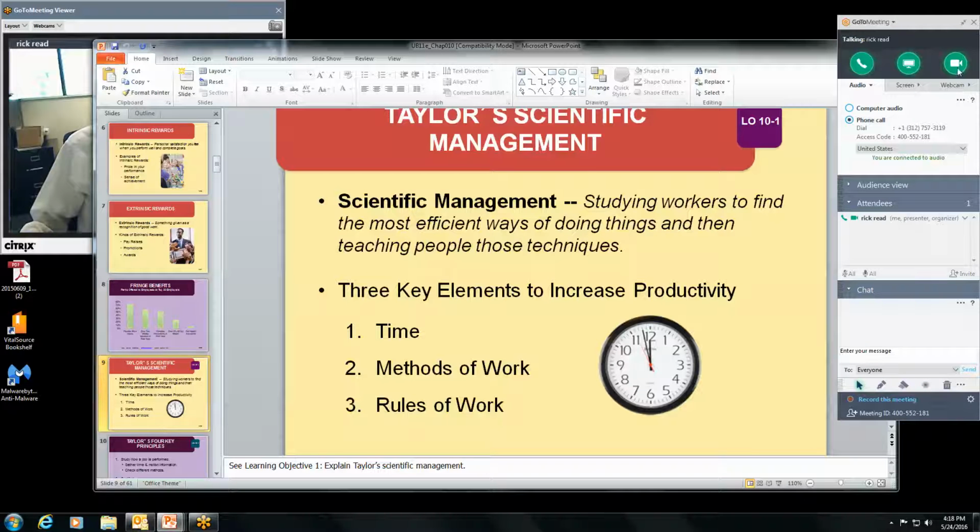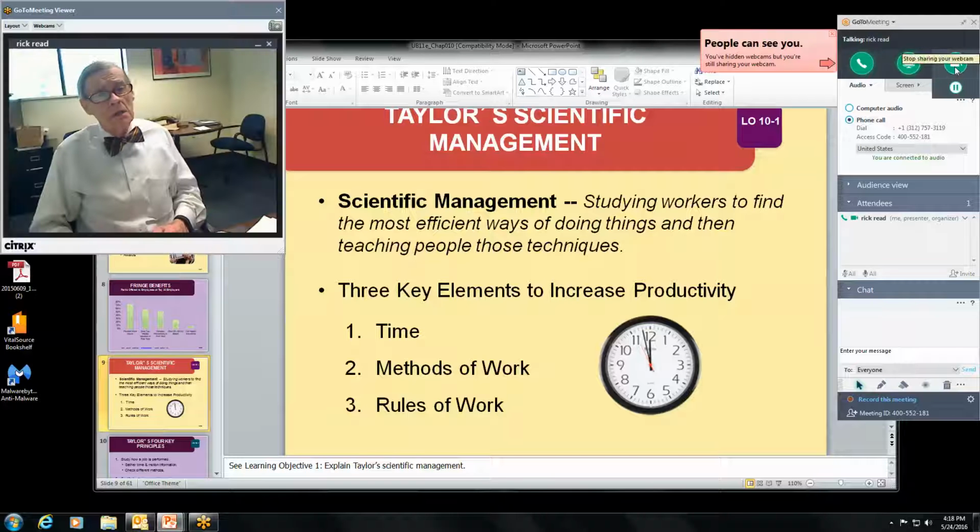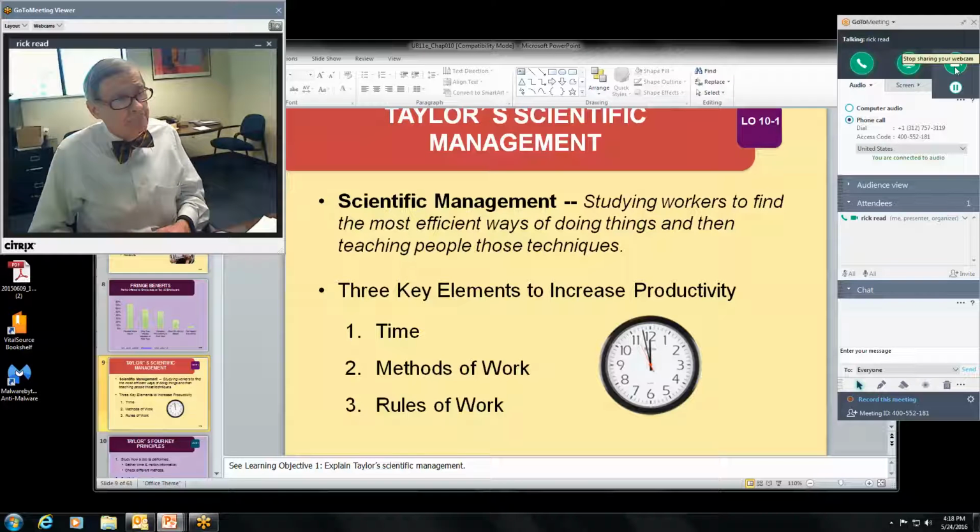We first talk about in motivation Fred Taylor. Frederick W. Taylor, known as the father of scientific management. He developed this in the early part of the 20th century, around 1911 or so, and then he wrote a book about it. What Taylor did was he studied what workers did, made sure that the employer had the right kind of employee to do the job.